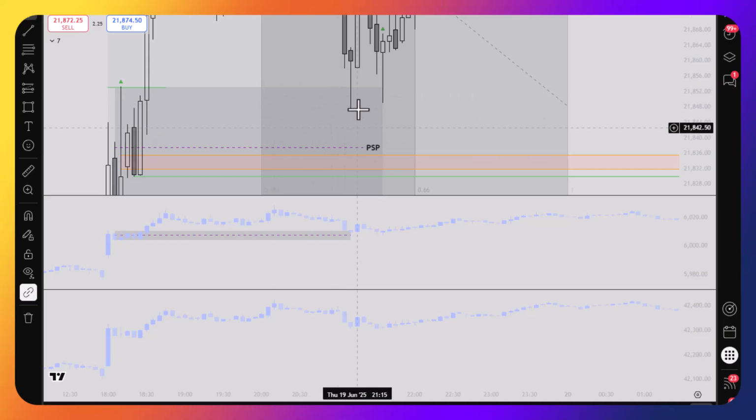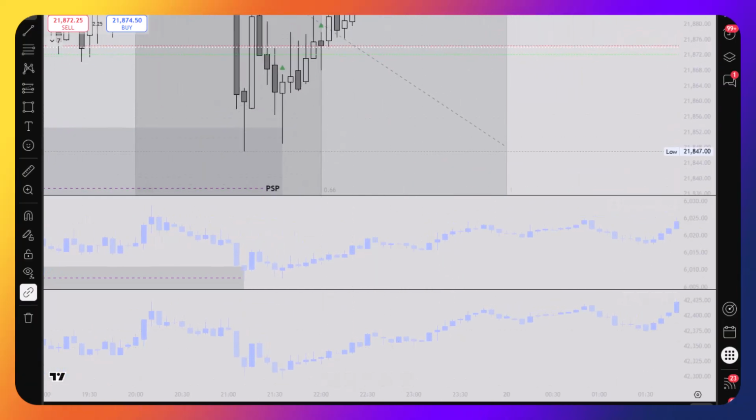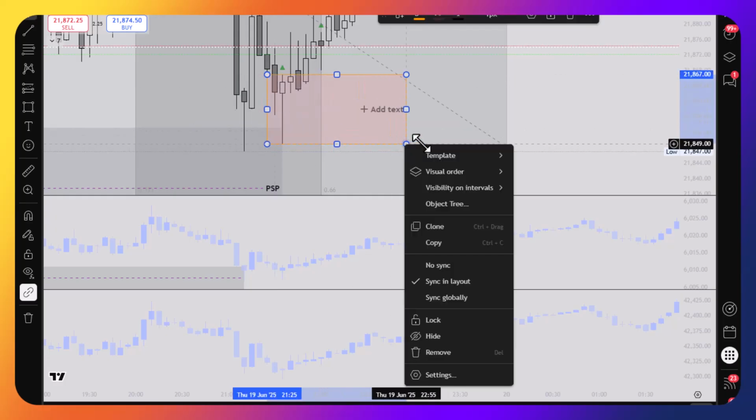The PSP did provide bounces. Now, it only touched the top of it. So basically, if this was your entry and it didn't touch it, that's okay. You can kind of move on. Now, as you see, we had another PSP candle, and we'll talk about some SMTs too. We should look for that.